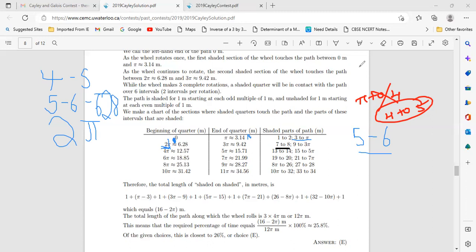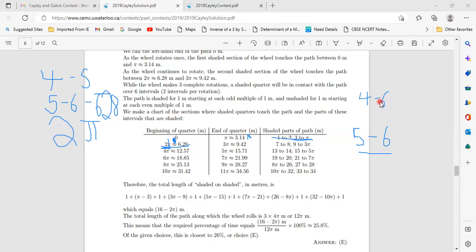Oh no, so it will still be shaded. We're talking about the unshaded region right now, in between the two. The unshaded circle is going to travel after the first shaded region, which travels from 3 to pi. The next section is 4 to 5, but that's unshaded part of the wheel, so we're going to ignore that.